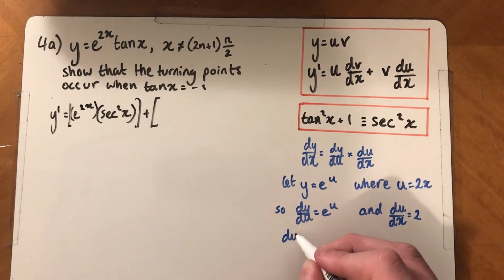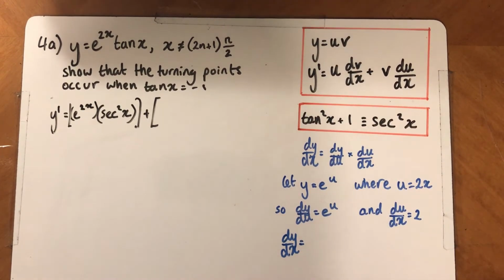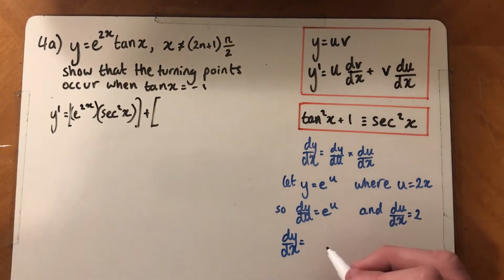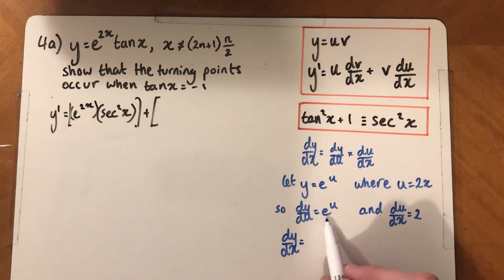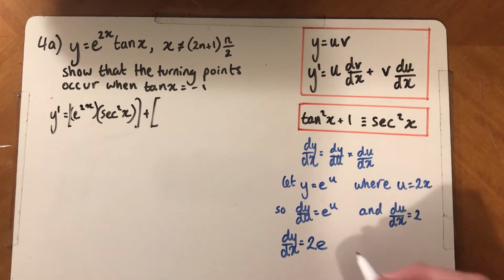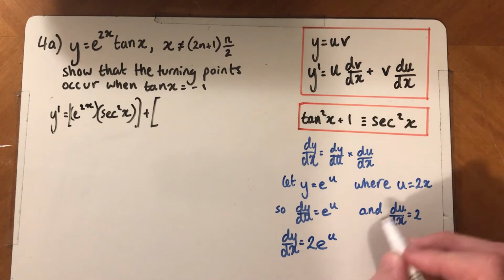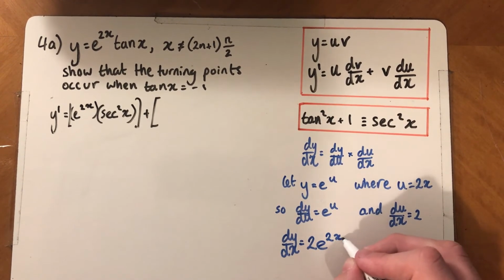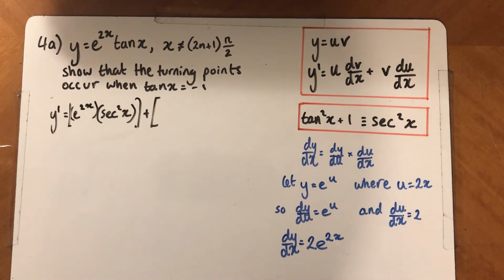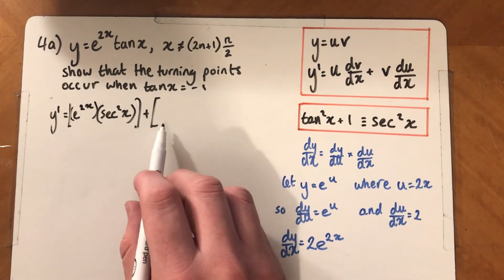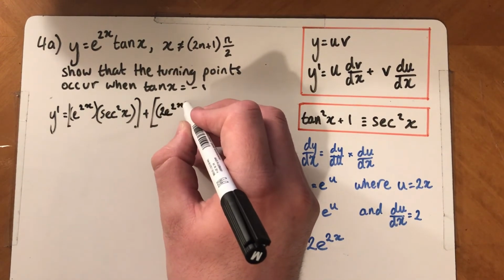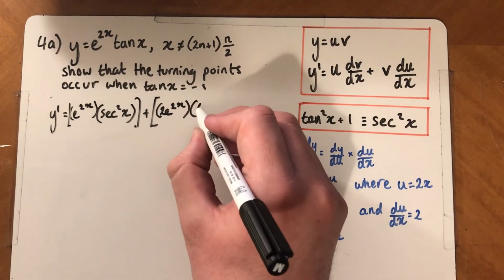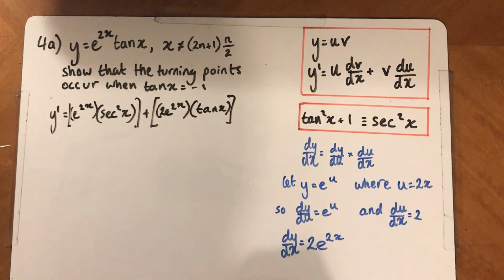Okay, so dy by dx is simply dy by du multiplied by du by dx. So e to the power of u multiplied by 2, so it's 2e to the power of u. And we know what u is. U is simply 2x. So we can replace this with 2x to get our derivative in terms of x. Okay, so now we can substitute this back into our formula. So we know that e to the power of 2x differentiates to 2e to the power of 2x. And we're going to multiply this by tan x.